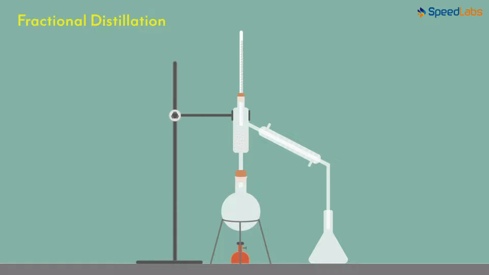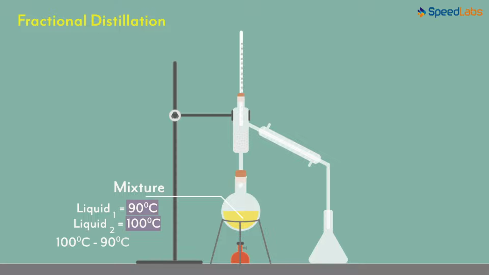What is different about this type of distillation? It has an additional fractionating column. What purpose does this tube serve? Let us look at this mixture. Assume this mixture has two liquids which have 90 degrees and 100 degrees Celsius as boiling points. What is the difference between the two boiling points? It is less than 25 degrees Celsius, right?